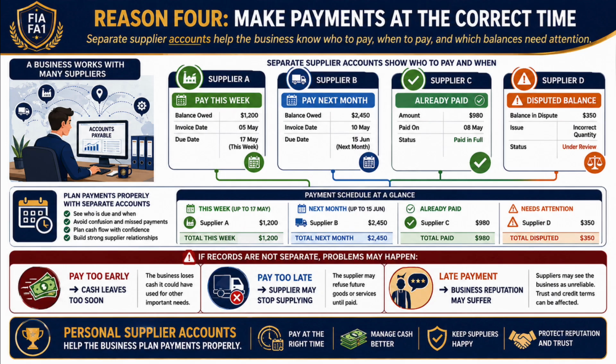Reason 4. To make payments at the correct time. A business may have many suppliers. Some suppliers may need to be paid this week. Some may need to be paid next month. Some may already have been paid. Some may have balances that are disputed.